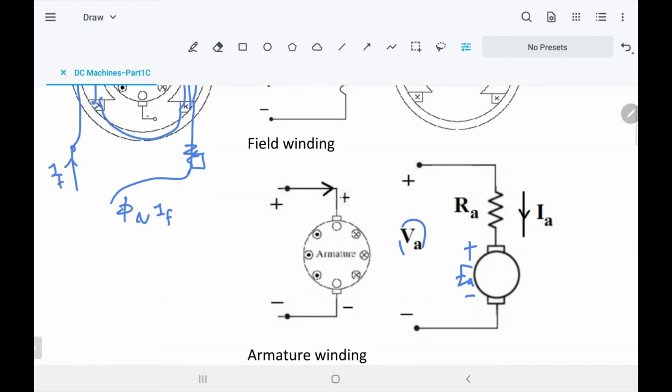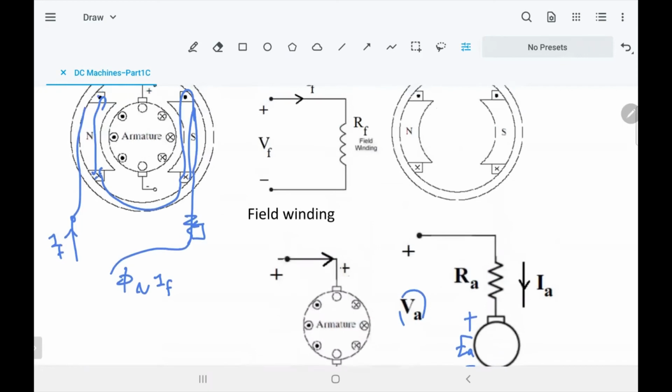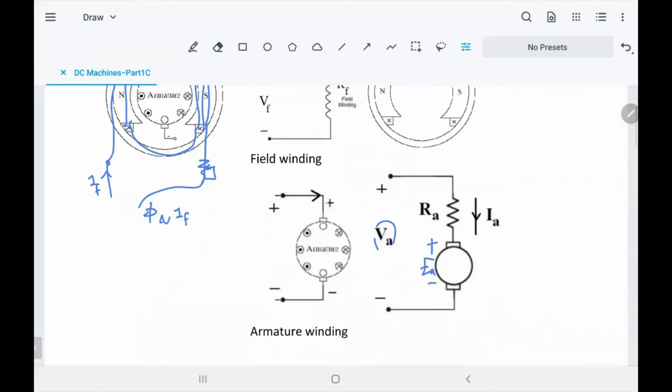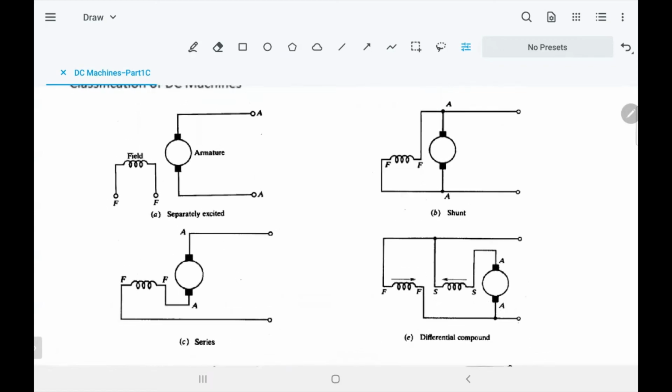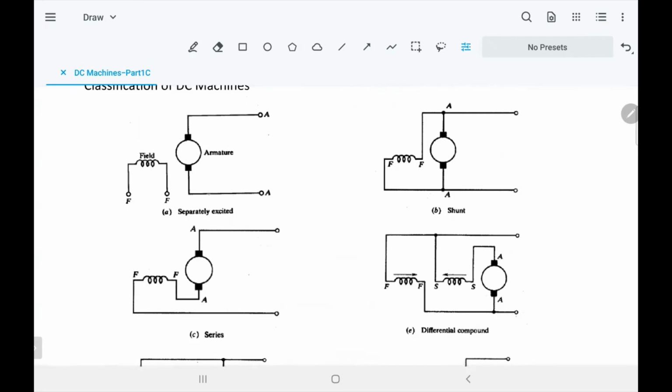And if you keep the armature and the field circuit separated, what does it mean separated? It means each one has its own DC power supply. We call it a separately excited DC machine. The way you connect the field and the armature will produce a new type of DC machine, and each one has a specific application. For this one, the separately excited, you see the field separated from the armature. Each one has its own supply, its own source. That's why I call it separately excited.